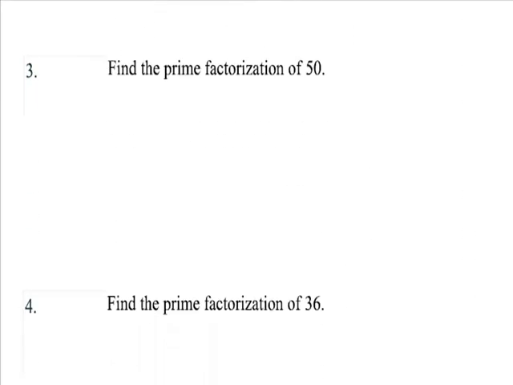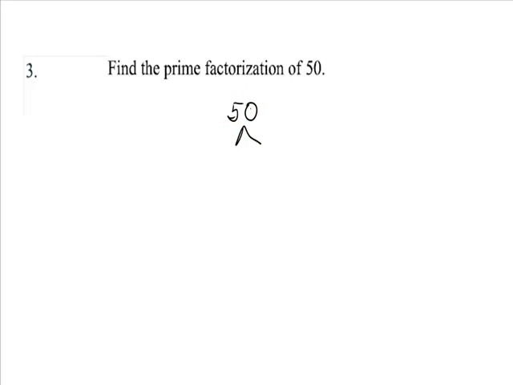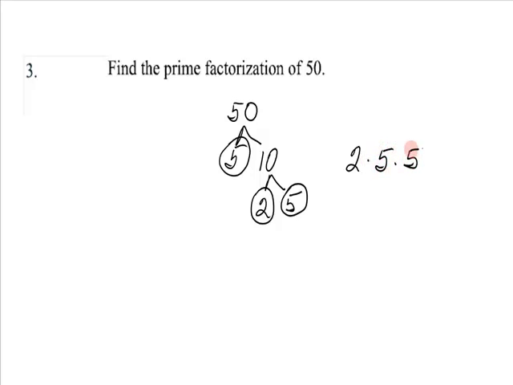Let's look at the prime factorization of 50. All right. Well, what do you think of when you think of 50? Because it ends in a 0, I think of 5 times 10. Well, 5 is a prime number, but 10 is not. 10 is 2 times 5. 2 is a prime, 5 is a prime. How will I write these down? 2 times 5 times 5.